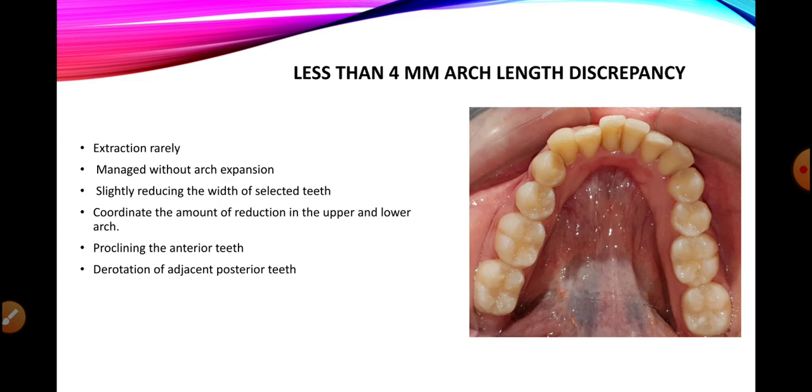Here we'll be dividing it into mild, moderate, and severe crowding, and then we'll be discussing the treatment options. When the crowding is less than 4 millimeter in the arch, extraction is rarely considered, and it is usually managed without extraction, which means that neither extraction nor major expansion is considered. A minimal amount of arch wire expansion will suffice.